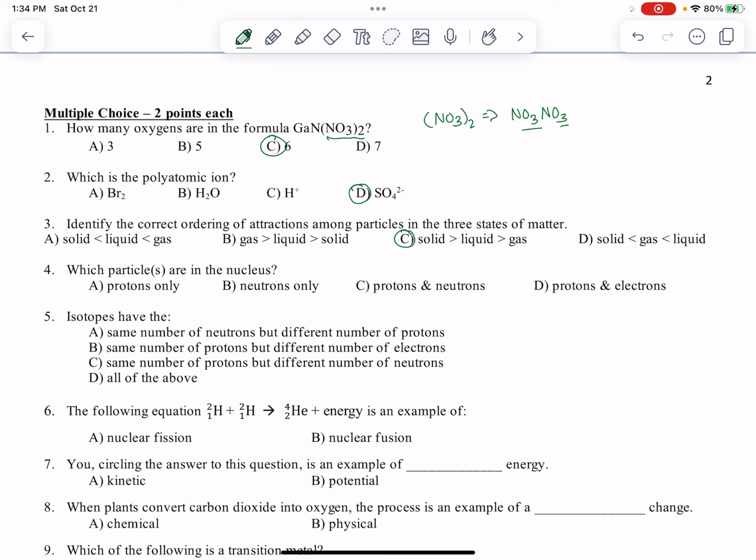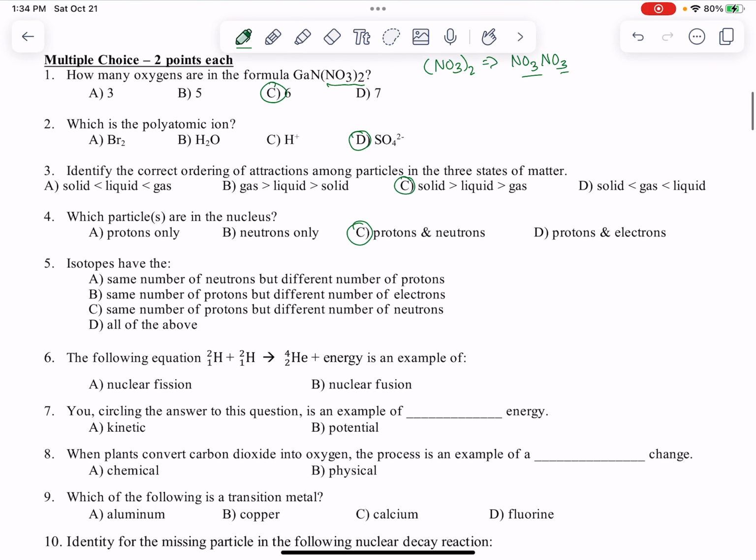Which particles are in the nucleus? Remember the nucleus contains protons and neutrons. Electrons are outside of the nucleus. Isotopes are the same atom, so they have the same number of protons, but they have a different number of neutrons. That's what makes an isotope an isotope.